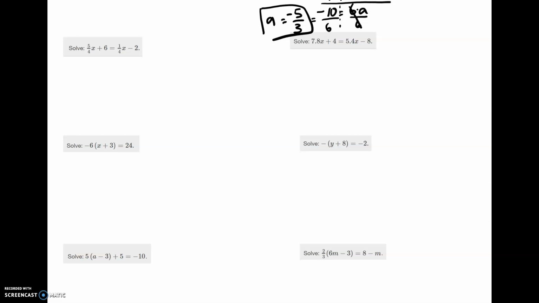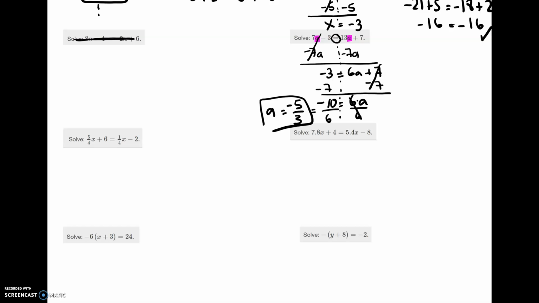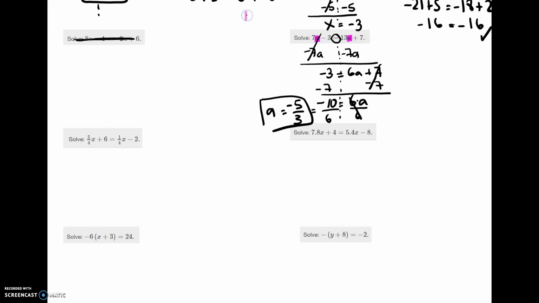Just like the one from the previous video where we had variables on both sides, we got all the variable terms on one side and all the constants on the other. We're going to do the exact same thing for this next problem. The only difference is that they were all whole numbers in the previous problem, and this time there are some fractions. So just like before, I'm going to highlight where my variables are.